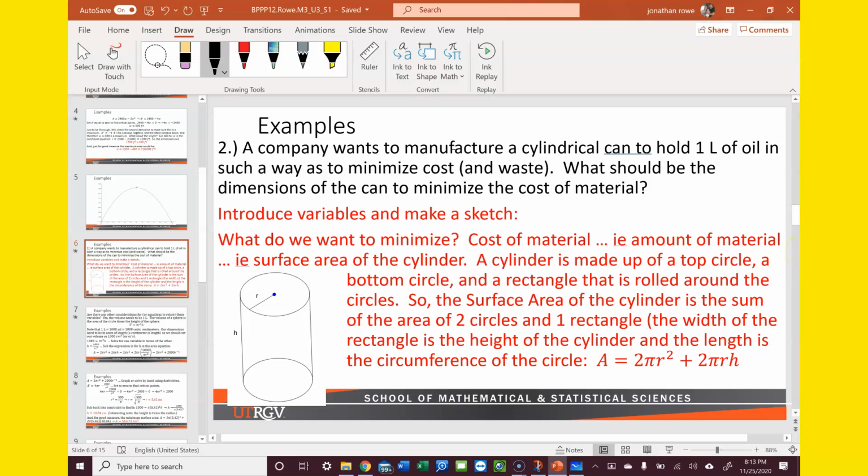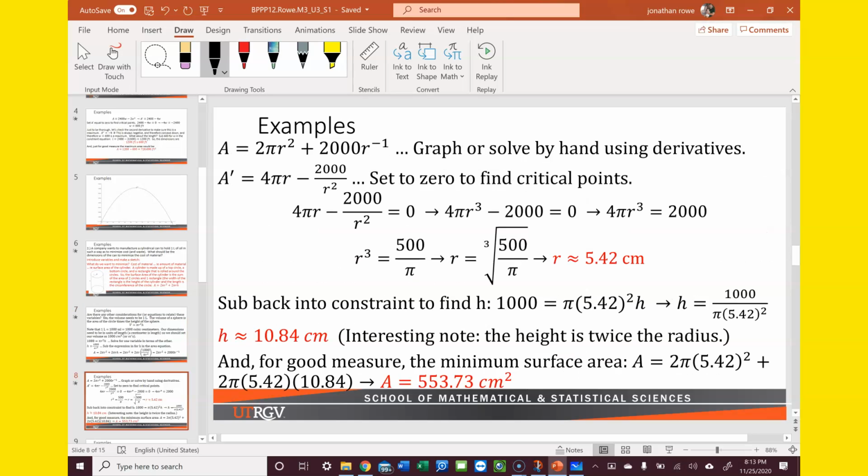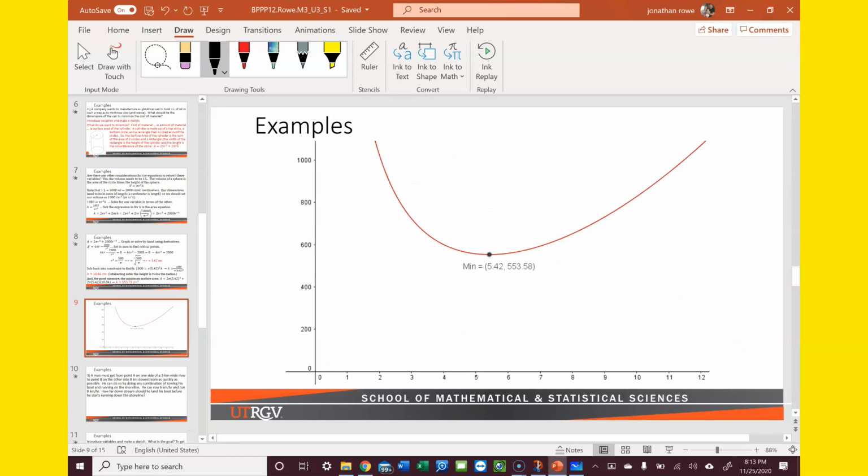So again, looking at the presentation that I created earlier, you can feel free to pause this if you want to go through these words and read the explanations as given in a systematic way through this presentation. And I believe that is the last slide for that. Well, no, it's not. There's one more, because it shows a graph of that surface area function, and it shows you that you have a minimum right there. 5.42 radius, 553.58 surface area.